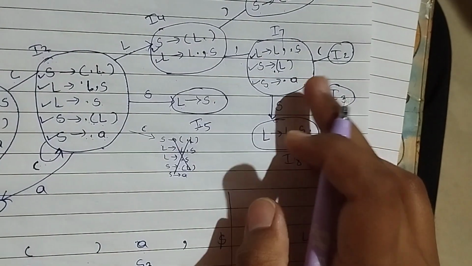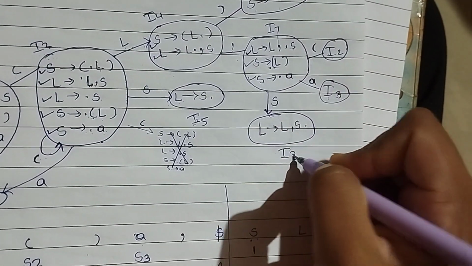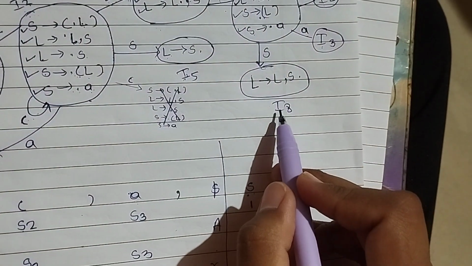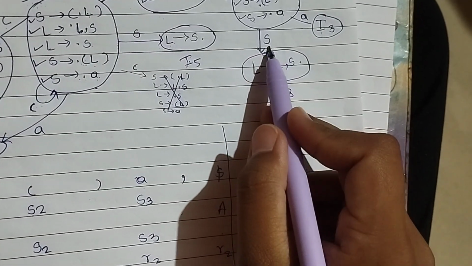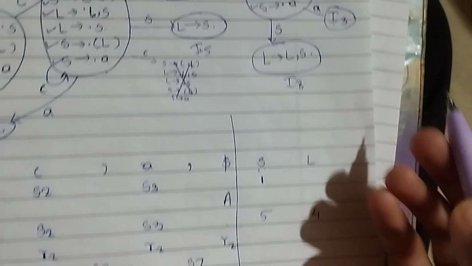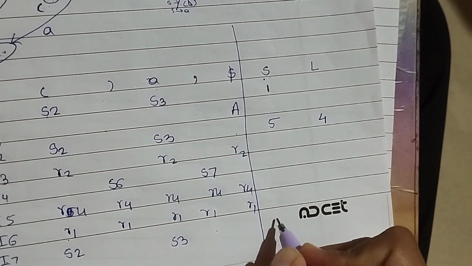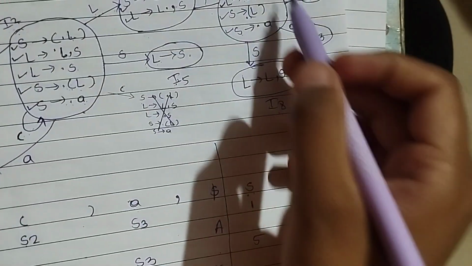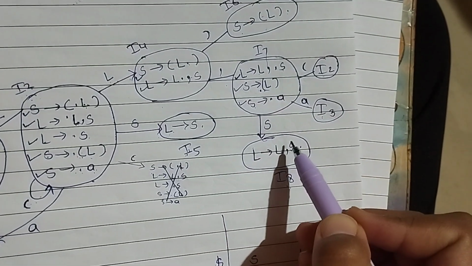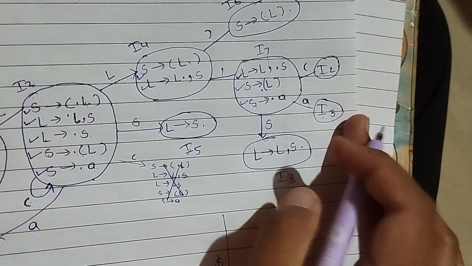Now S and L. S goes to the I8 state, and since S is a non-terminal, we write the number 8. And now L. From I7, L does not go anywhere, so we do not write anything.